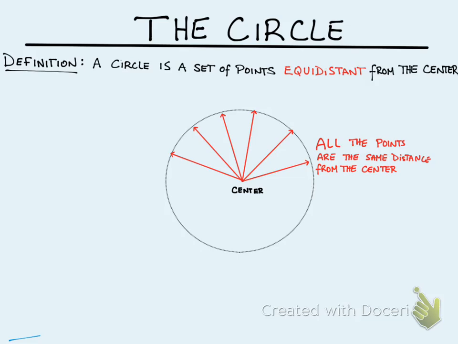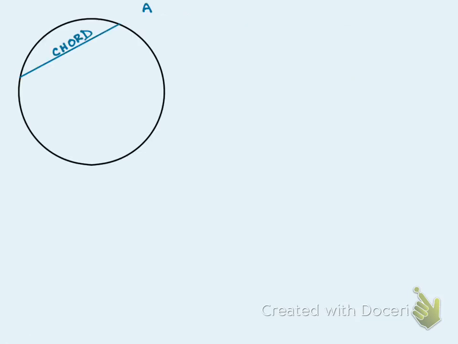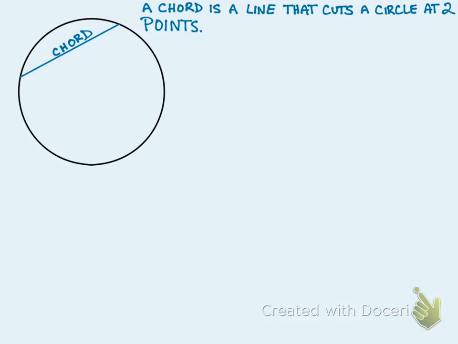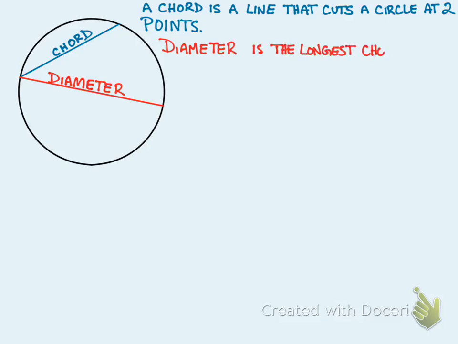Equidistant means the same distance. So the points on the circle are all the same distance away from the center point. There are different words you need to learn, including these. A chord. A chord, which I drew in blue, is any line segment that cuts the circle at 2 points. The diameter is a chord, except it's the longest chord and it passes through the center point.